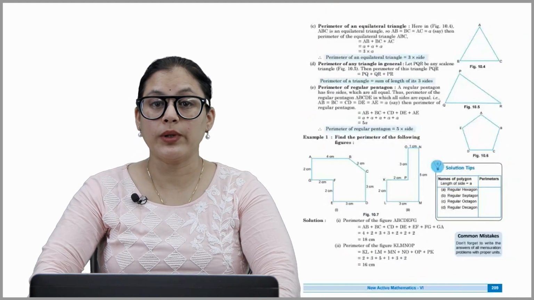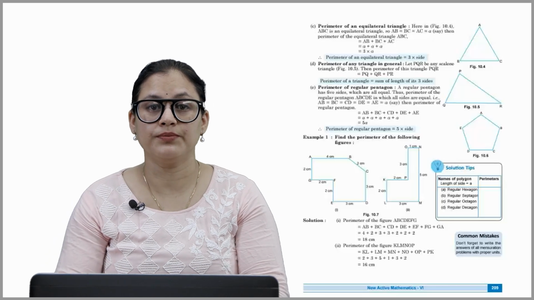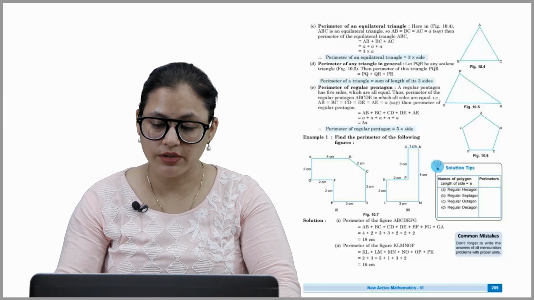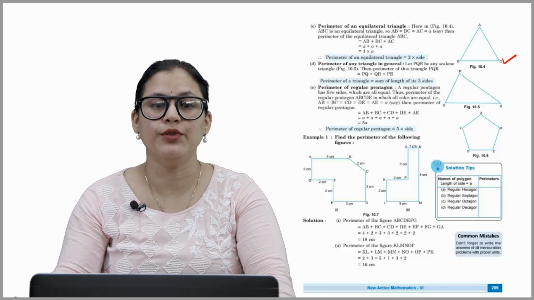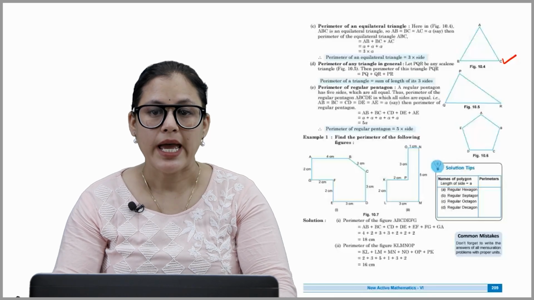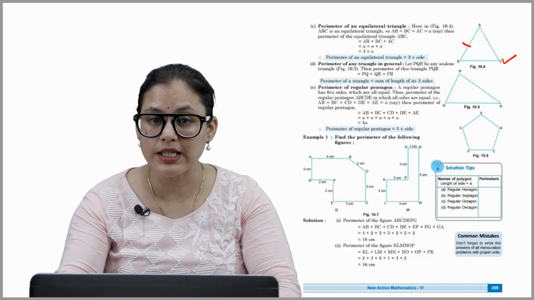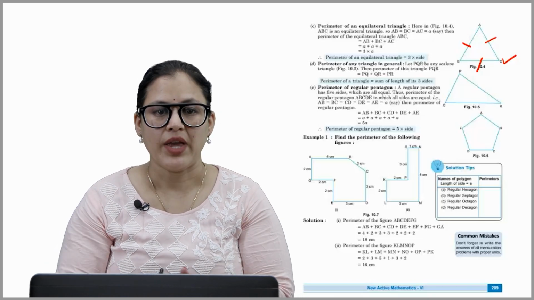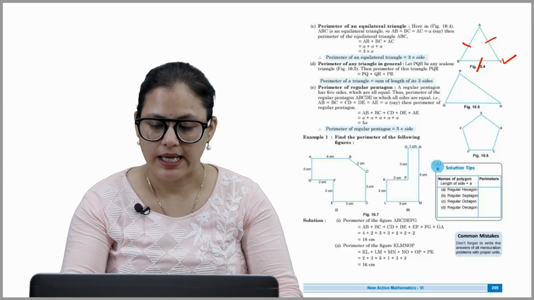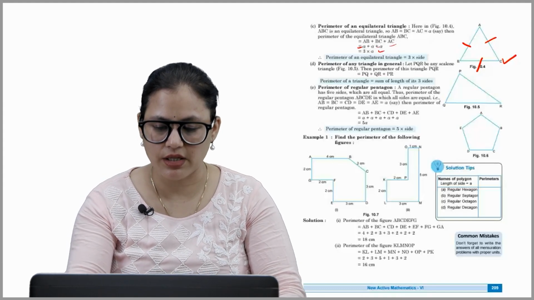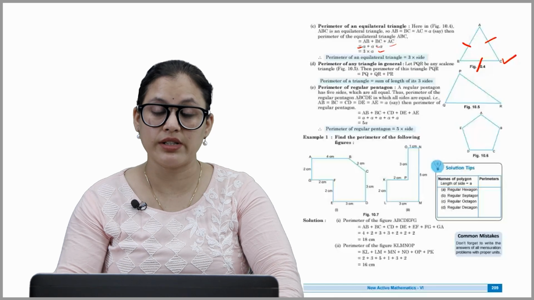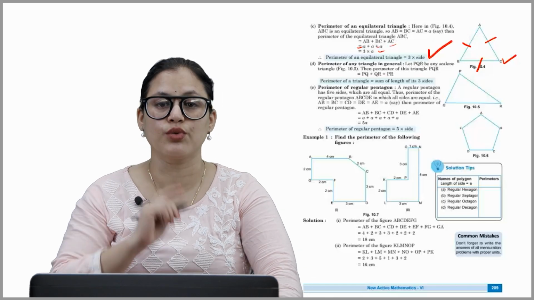C. Perimeter of an equilateral triangle. You know an equilateral triangle is one whose all three sides are equal. So here in figure 10.4, ABC is an equilateral triangle. So AB equals BC equals AC equals A. Then the perimeter of the equilateral triangle is A plus A plus A, that is 3A. So the perimeter of an equilateral triangle is equal to 3 times side.